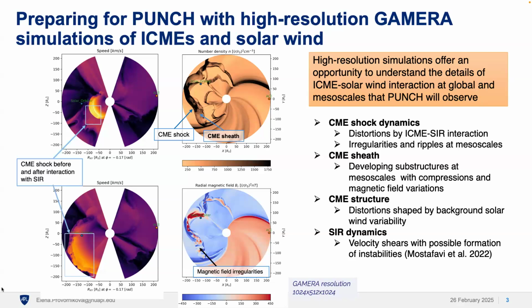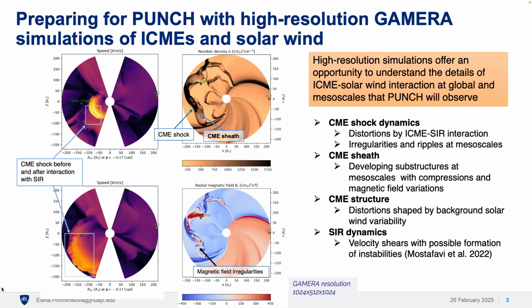And just a few examples here on the left. These are the high resolution simulations that we have done recently, and we see that the CME shock, as it overtakes the stream interaction region, can really develop a lot of different irregularities and corrugations at the front. We also see substructures in the CME sheath at mesoscales. The whole CME structure gets distorted quite a bit in these high resolution simulations. And the stream interaction regions are not just smooth large scale structures, they have microstructures within them in these high resolution simulations.